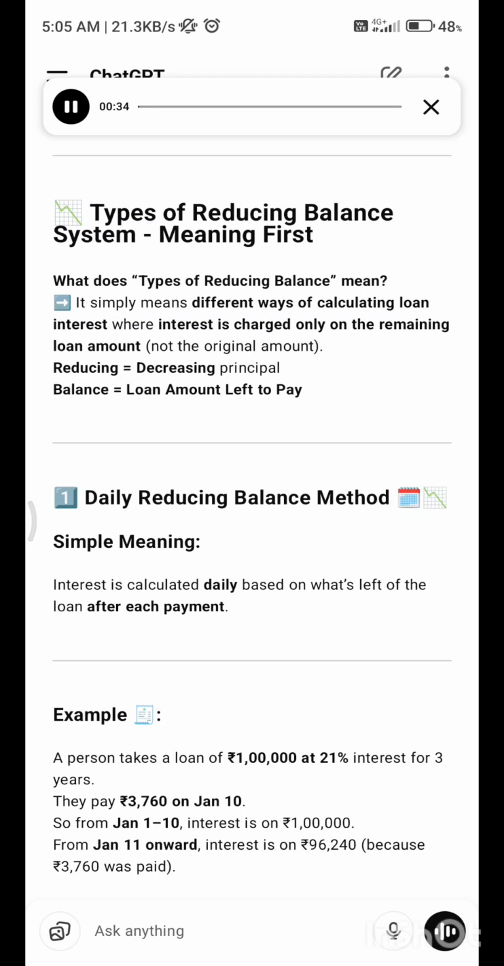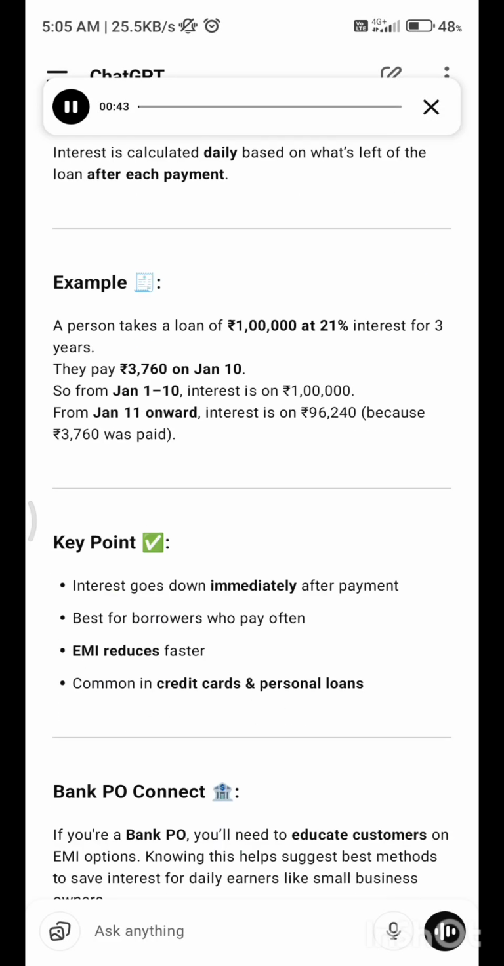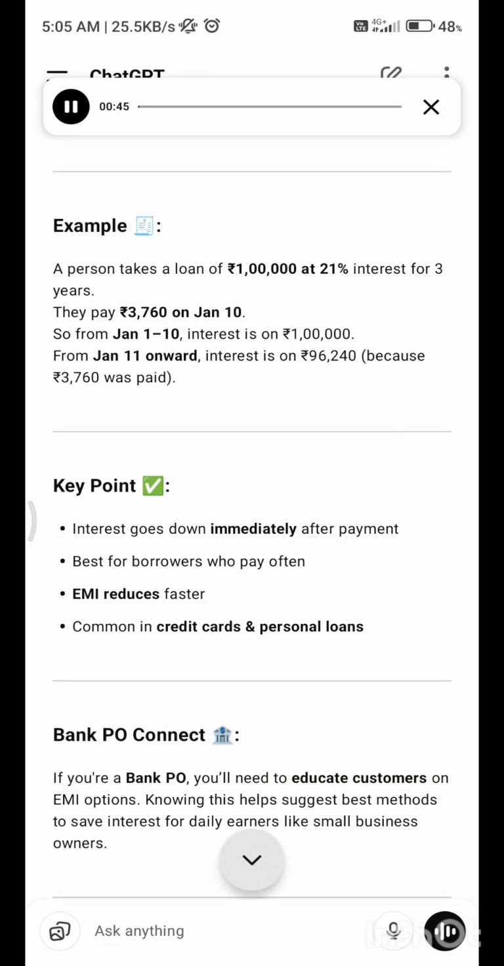1. Daily reducing balance method. Simple meaning, interest is calculated daily based on what's left of the loan after each payment. Example, a person takes a loan of $100,000 at 21% interest for 3 years. They pay $3,760 on Jan 10. So from Jan 2 to 10, interest is on $100,000. From Jan 11 onward, interest is on $96,240 because $3,760 was paid.